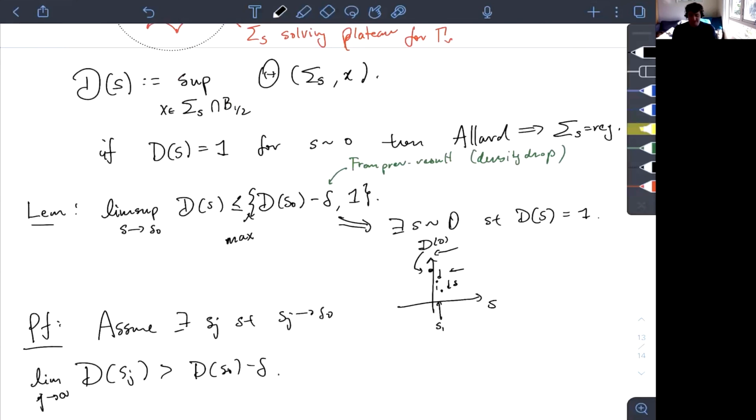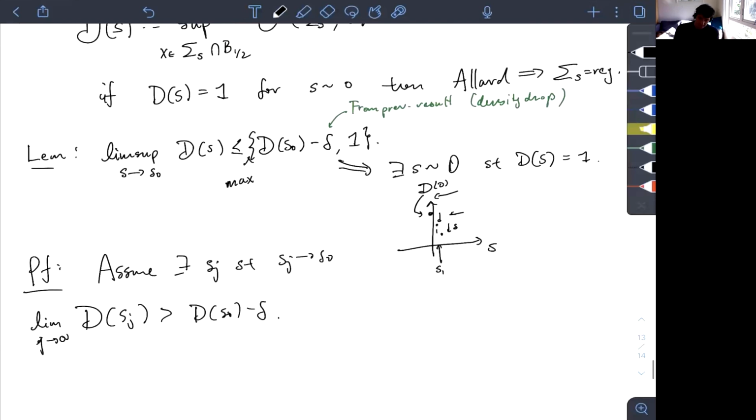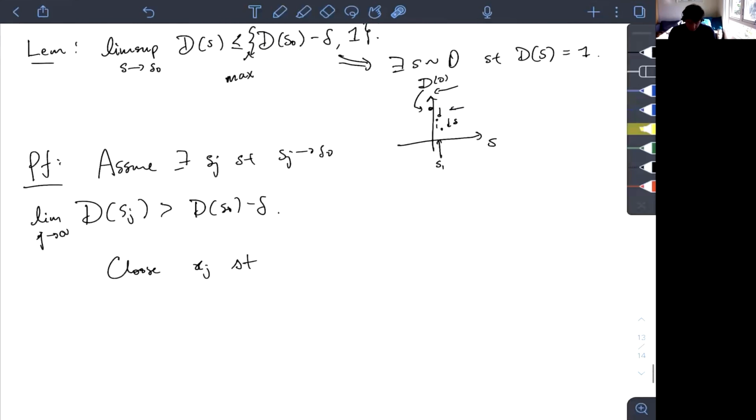Okay, so let's assume that there's some sequence along which this fails. And then choose xj such that, for this sj, I solve the plateau problem. So let's just look back here. For sj limiting to s naught, I solve the plateau problem. I have this sigma s. Then by assumption, there's some point with large density.